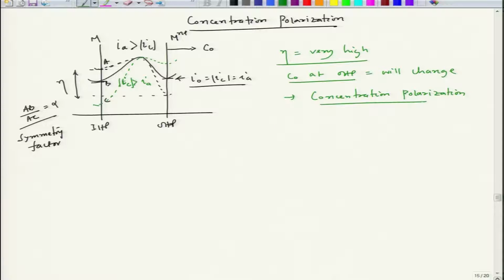Fine. So, let us stop here. We will continue our discussion on concentration polarization and its interaction with the mixed potential theory.